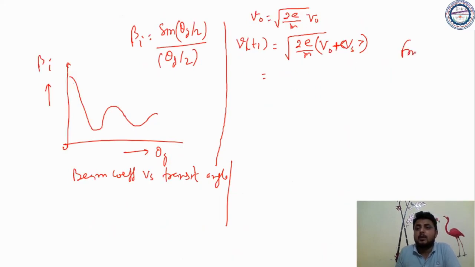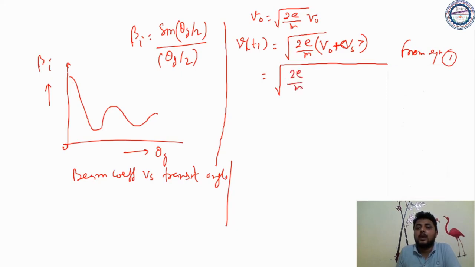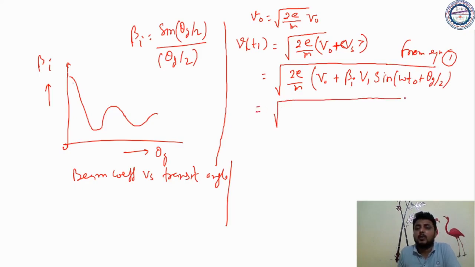So from equation 1 this can be written as the square root of 2e by m into (V naught plus beta I V1 sin(omega t naught plus theta g by 2)). Now we will take V naught common so that we can write it in terms of this velocity. So this can be written as the square root of 2e by m into V naught, times (1 plus beta I V1 divided by V naught, sin(omega t naught plus theta g by 2)).